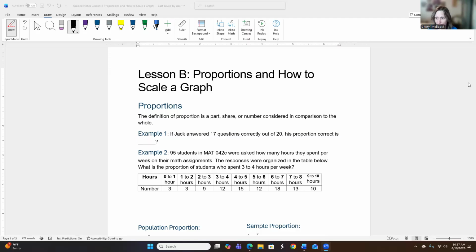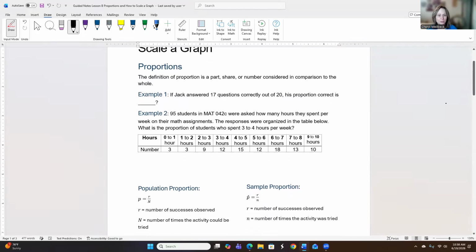considered in comparison to a whole. And we write that as a fraction. So example 1 says, if Jack answered 17 questions correctly out of 20, his proportion correct is... It asked for his proportion correct, and the correct number was 17, and the total was 20. So we simply write 17 over 20, and that is the proportion correct.